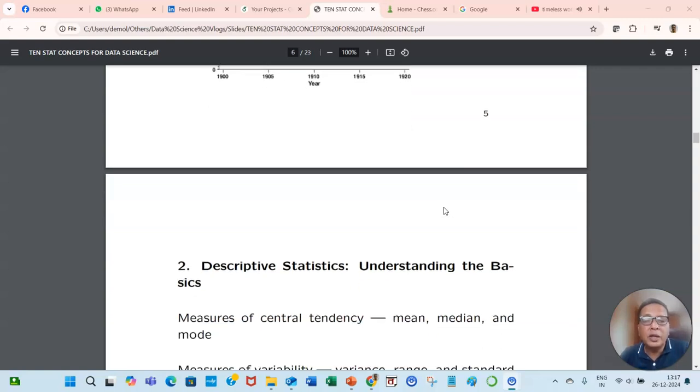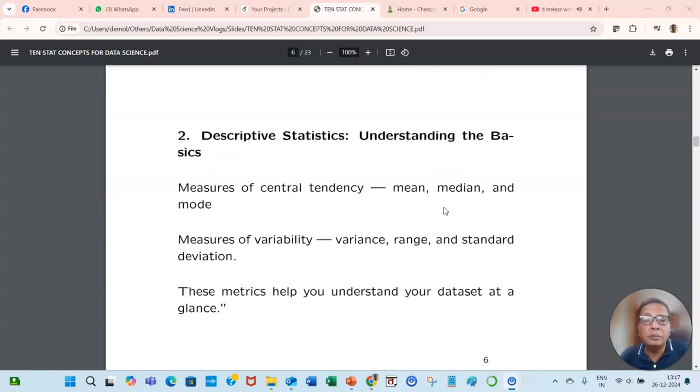Then we have descriptive statistics. These are also summarization. We need to know the central value of the data. That's the measure of central tendency, which are mean, median, mode. Then measures of variability, how the data is scattered around the central value: the variance, range, standard deviation. These metrics help you understand your data set at a glance.